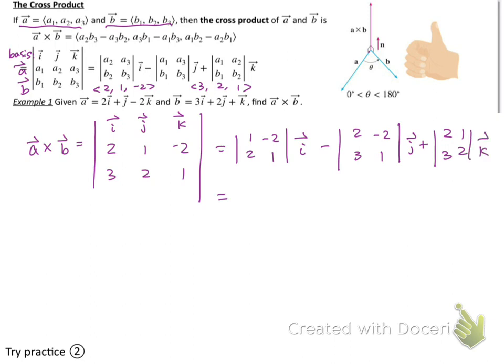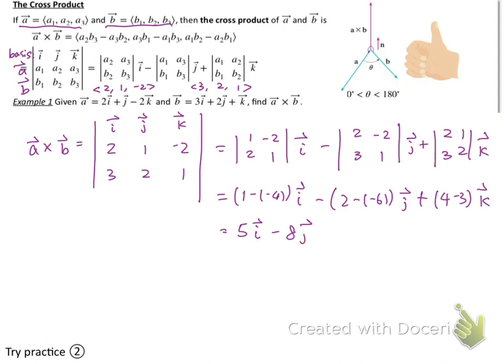Now compute. This is 1, take away negative 4, i, minus 2 minus negative 6, j, plus 4 minus 3, k. And that gives me 5i minus 8j plus 1k, or just k. And that's the vector A cross B. Now you can try practice number 2.